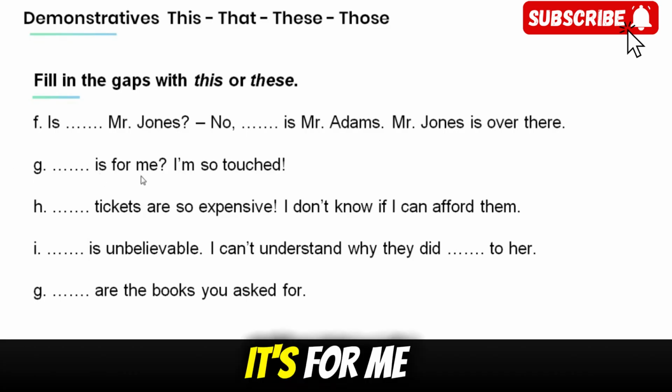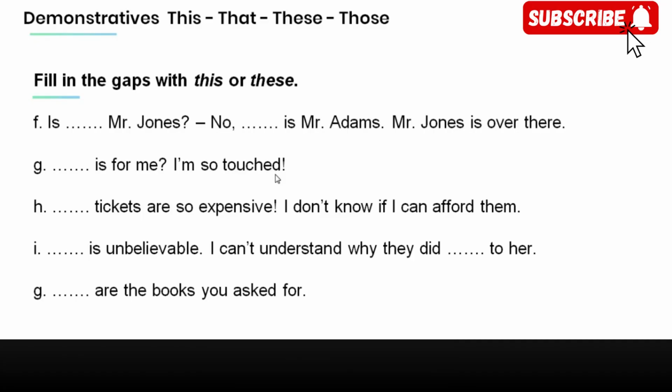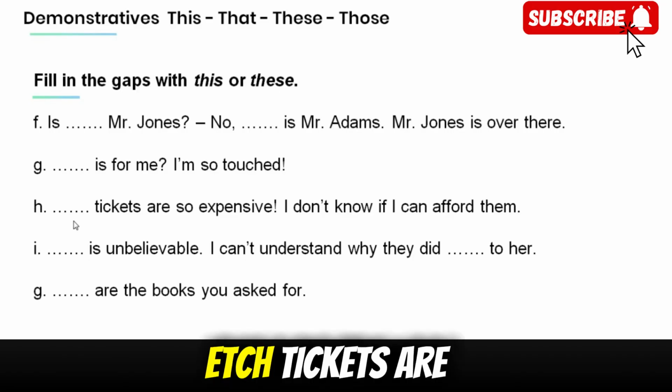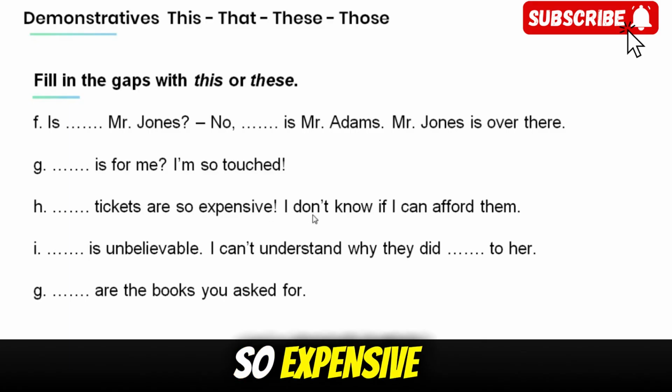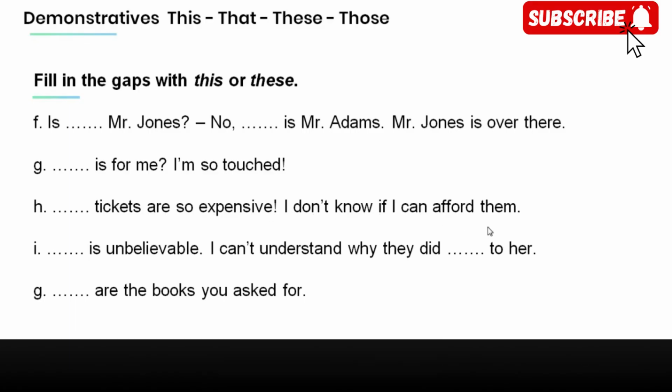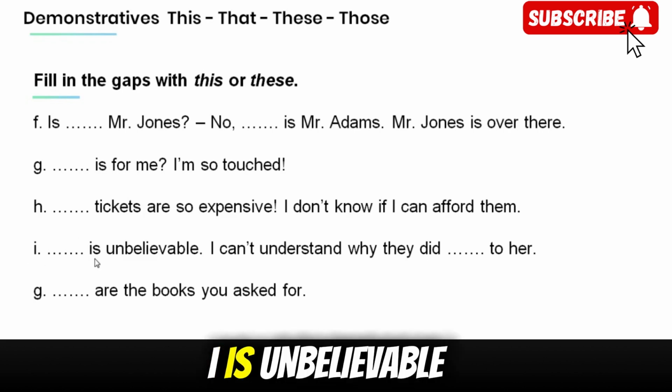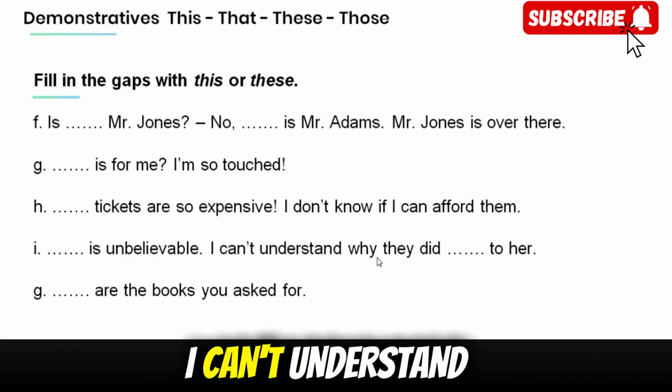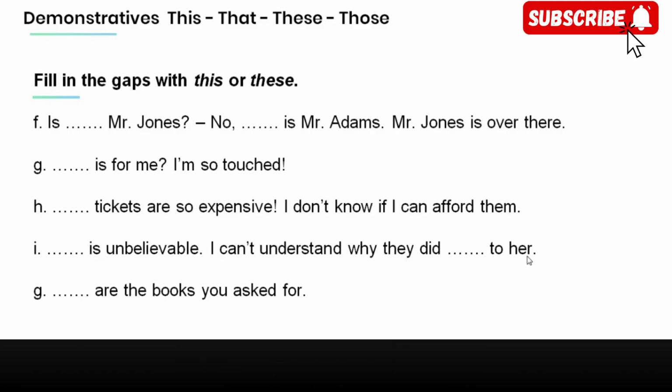G. Is for me? I'm so touched. H. Tickets are so expensive. I don't know if I can afford them. I. Is unbelievable. I can't understand why they did to her. G. Are the books you asked for?